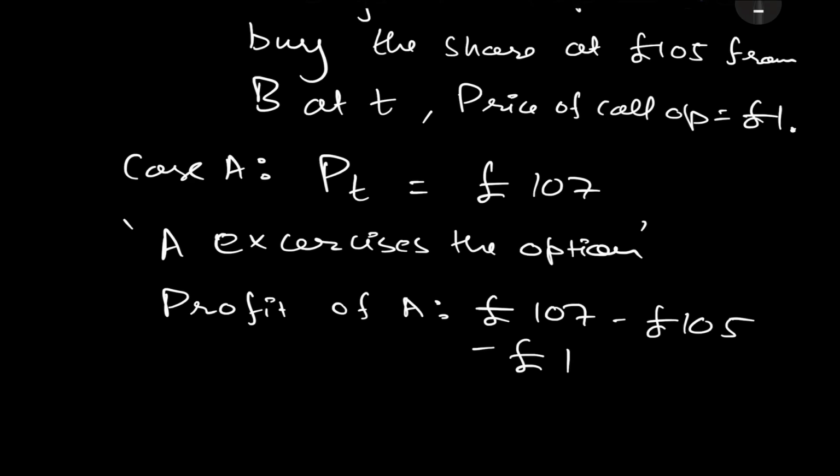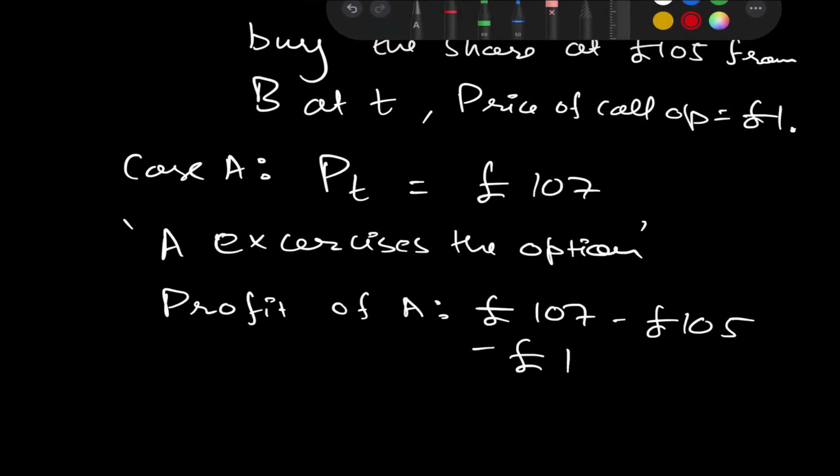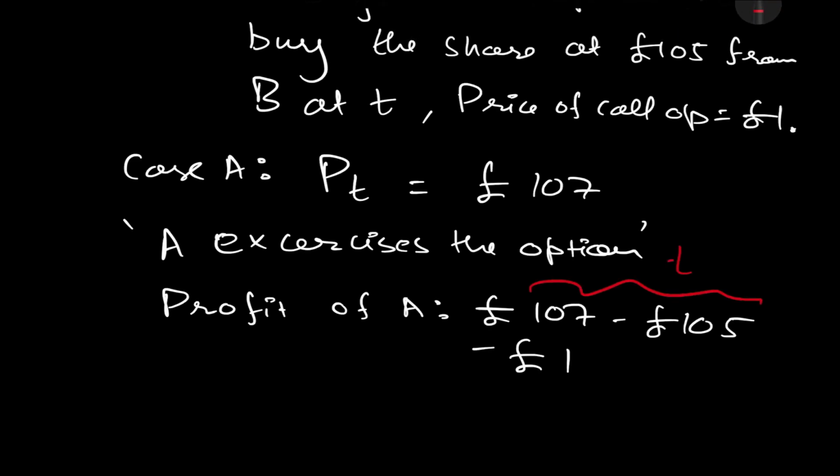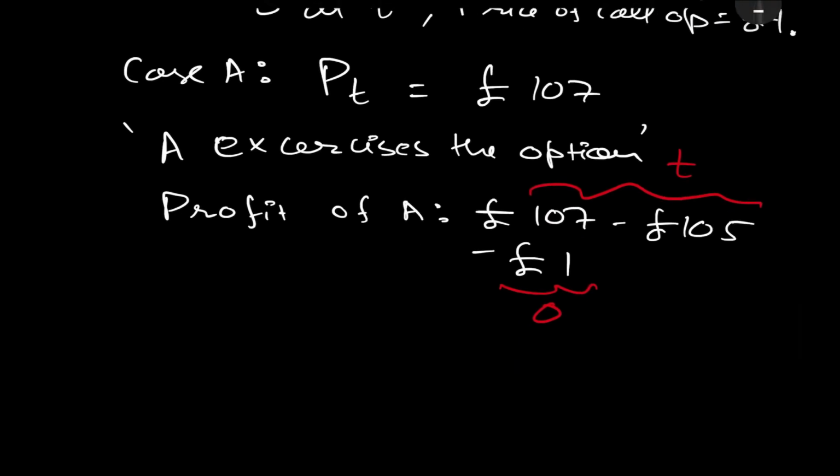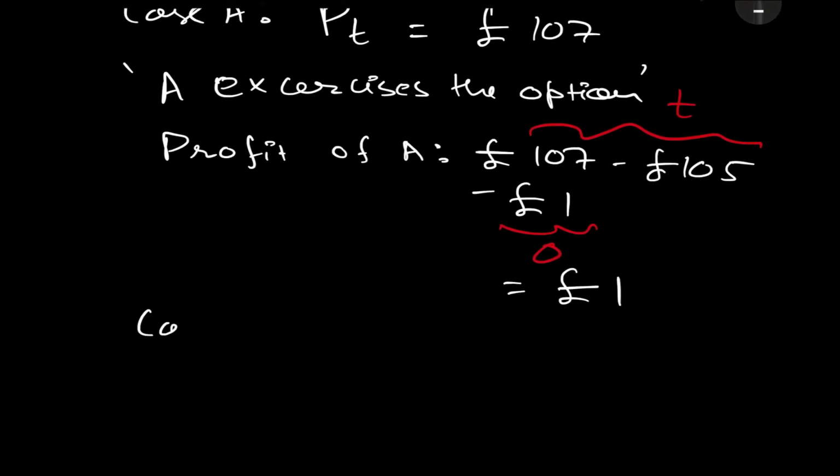You need to involve time value of money here, because these two transactions are occurring at time t, and this is occurring at time 0. Obviously you need to involve time value of money, but I am doing it very simply. So I'm just saying, if there is no time value of money, then how does it work? So 107 minus 105, you make £2 immediately, and then you had already paid £1, so you make £1. Again, very simplified case, no time value of money. We'll see how time value of money gets involved here.